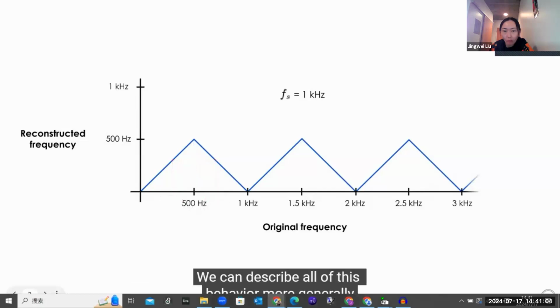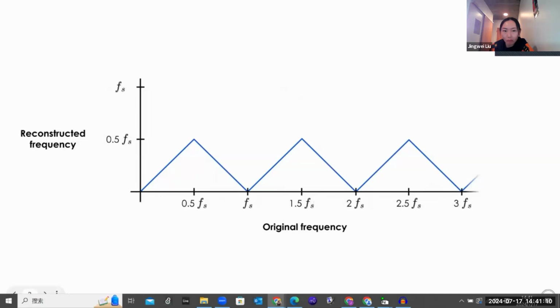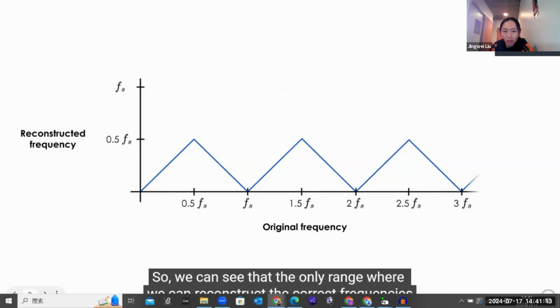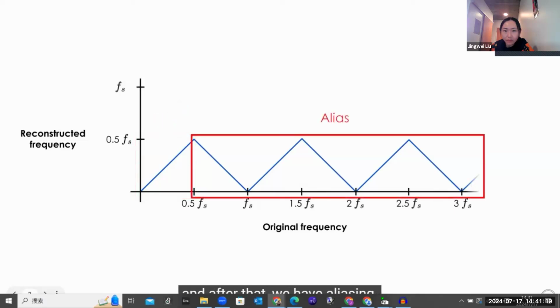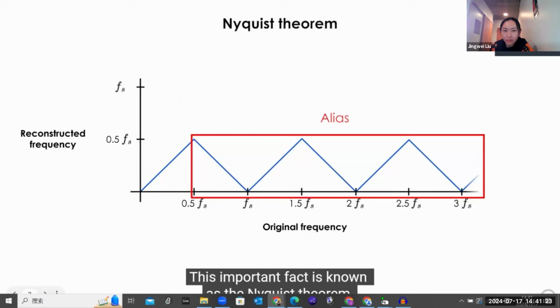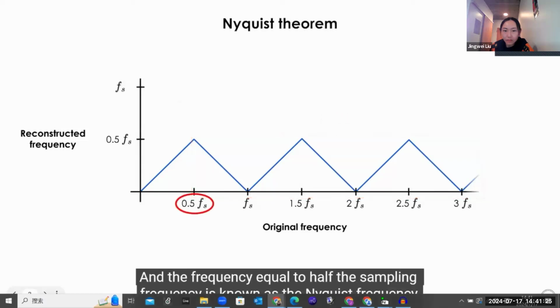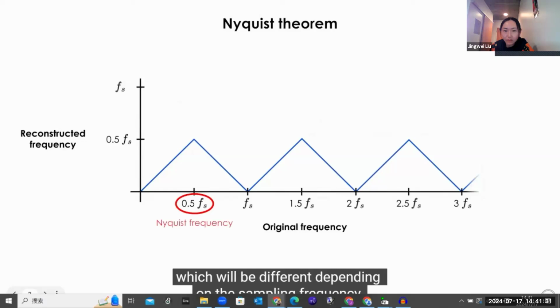We can describe all of this behavior more generally if we replace the frequencies by factors of the sampling frequency. So, we can see that the only range where we can reconstruct the correct frequencies is from 0 Hz to half of our sampling rate. And after that, we have aliasing. This important fact is known as the Nyquist theorem. And the frequency equal to half the sampling frequency is known as the Nyquist frequency, which will be different depending on the sampling frequency.